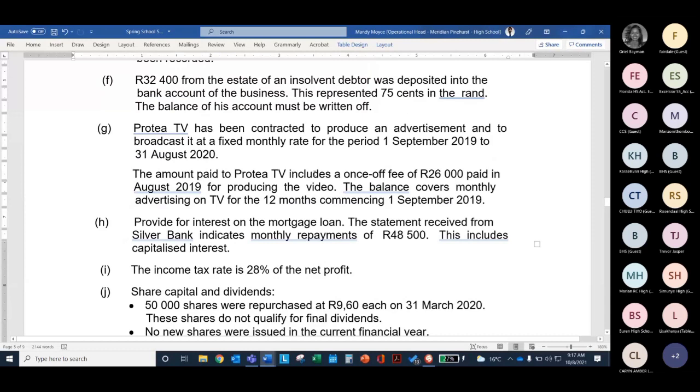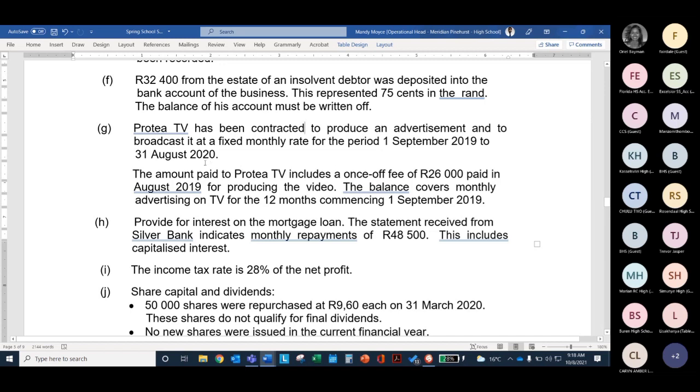Now, we are going to go a bit slowly, okay? Because this one is a question that you must read into. Here again, you highlight, you underline. And it's G. We are busy with G now. Protea TV has been contracted to produce an advertisement and to broadcast it at a fixed monthly rate for a period of September to August.